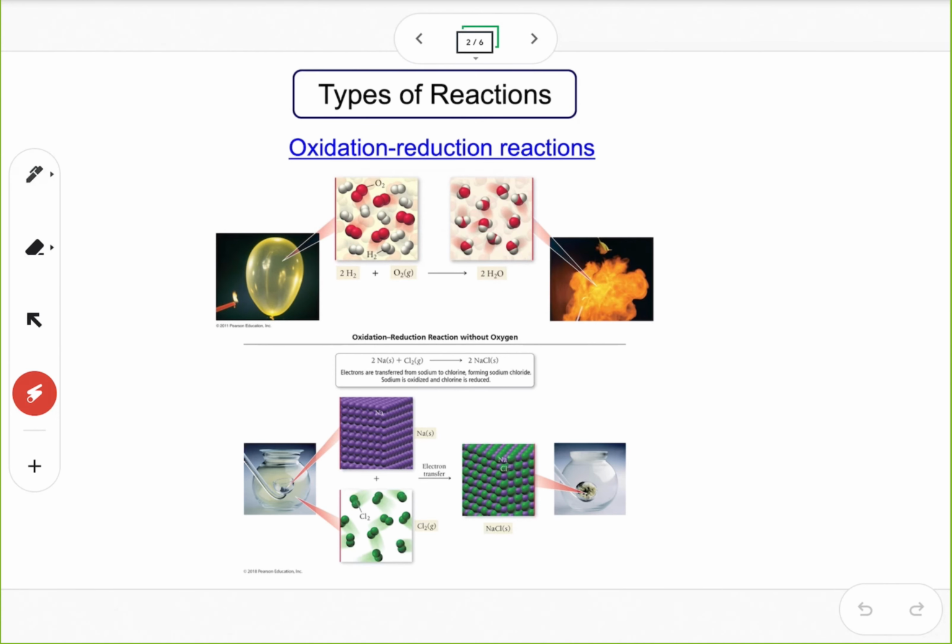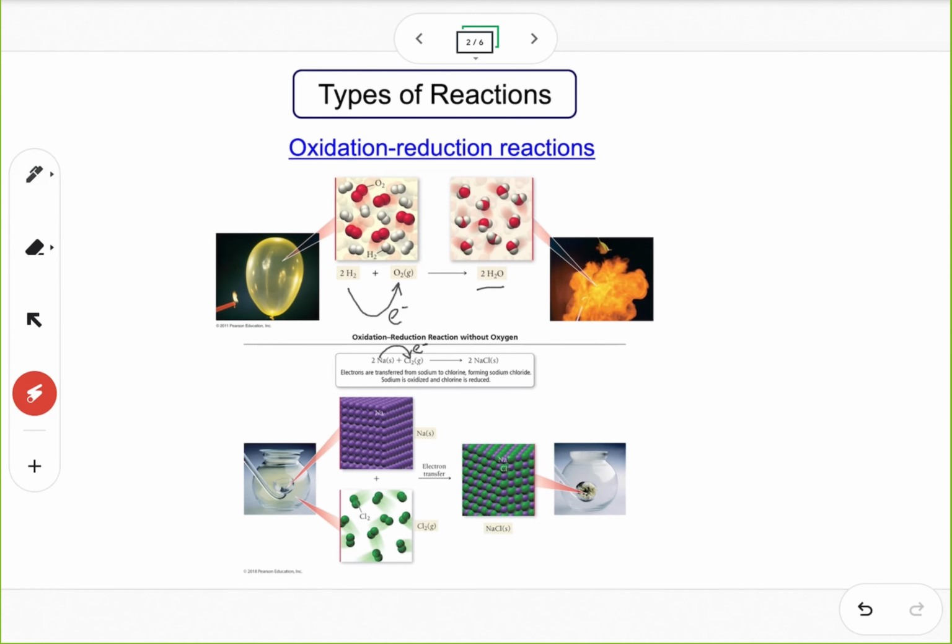The top one is between hydrogen gas and oxygen gas. The product is water. In this reaction, electrons will be transferred from hydrogen to oxygen to form the product. Okay, so this is going to be an oxidation reduction reaction. Second example, between sodium solid and chlorine gas. The product is sodium chloride. And in this reaction, electrons will be transferred from sodium to chlorine. Again, since electron transfer is involved, this is going to be an oxidation reduction reaction.